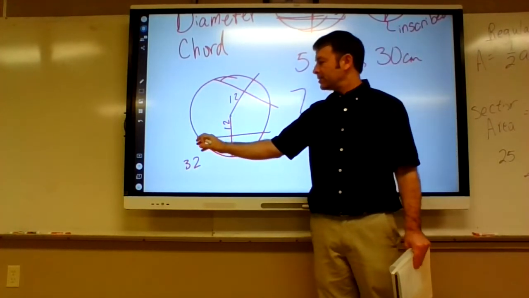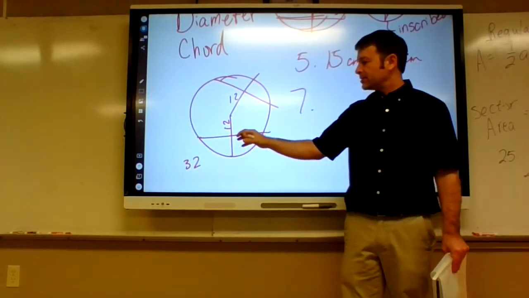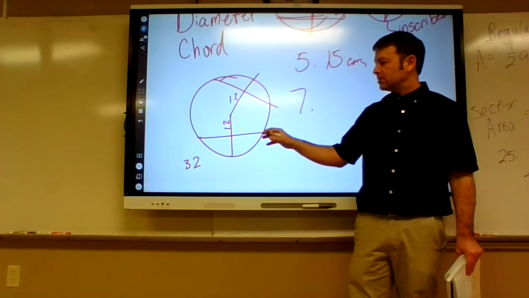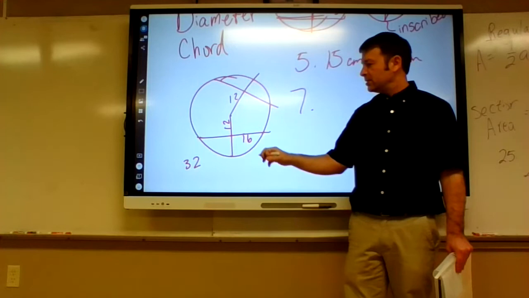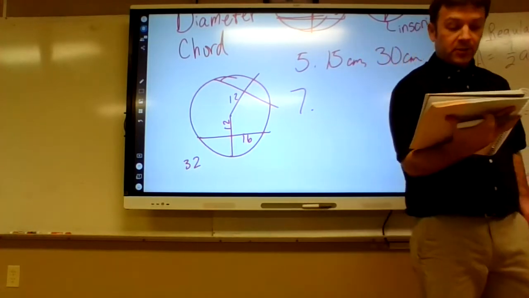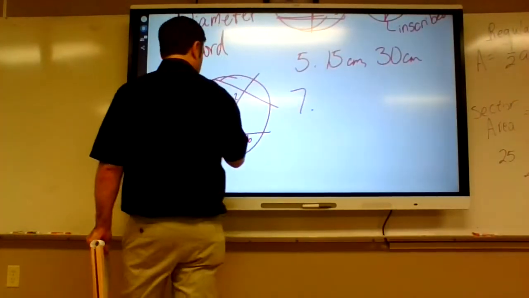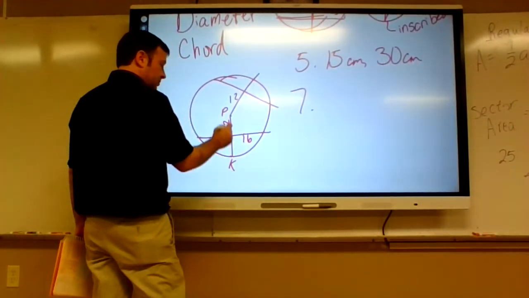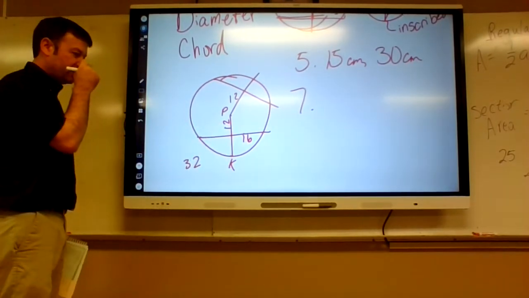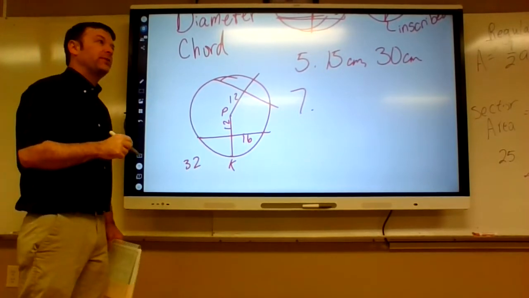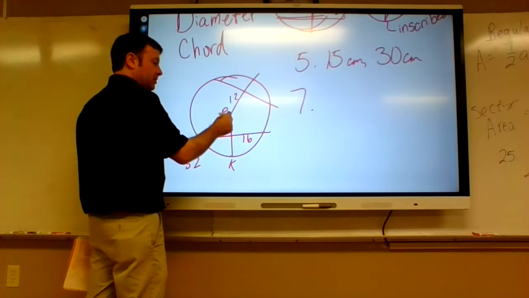Okay, if this is 32, this is for you, Emily. If this is 32, how long is this right here? Half of 32. 16. Okay, now what's the question? The question is find PK. PK is a what in the circle? It's a radius. Okay, I don't really know how to find that radius, but I know how to find another radius. You guys remember that trick I mentioned earlier?